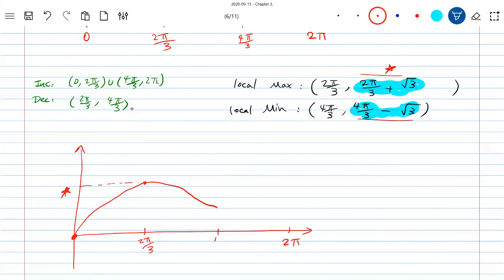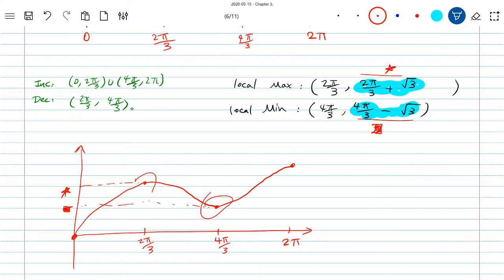up to 4 pi third. This y value here, call it box, is this number, 4 pi third minus root 3. Then the function starts to increase again up to 2 pi. We end at 2 pi since the interval given is 0 to 2 pi.